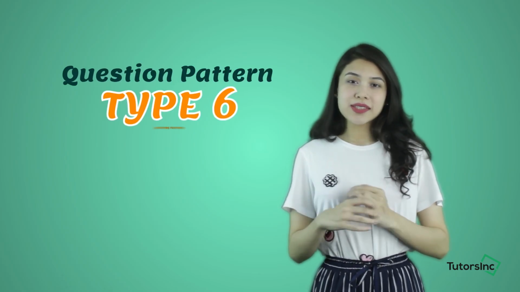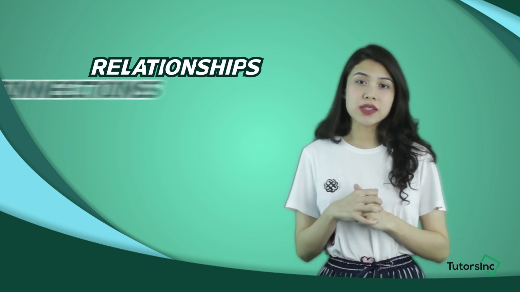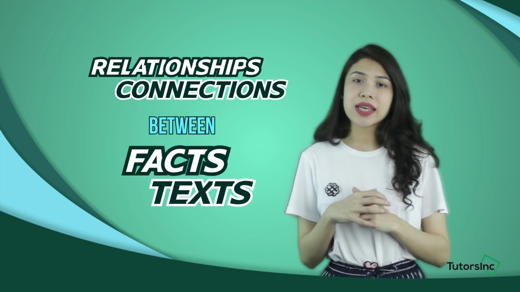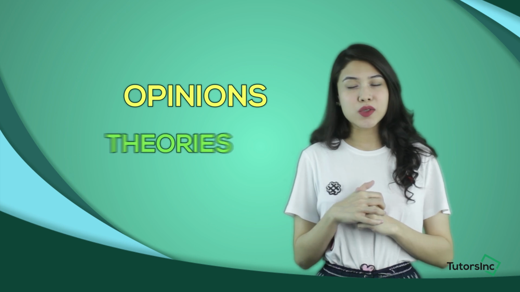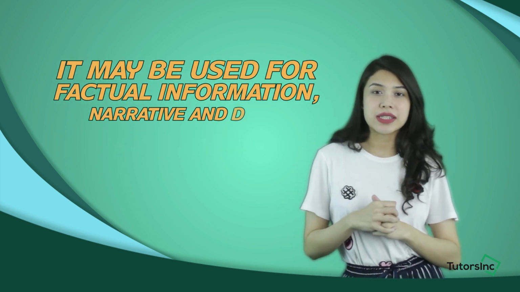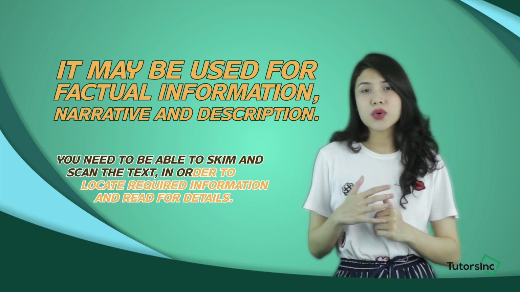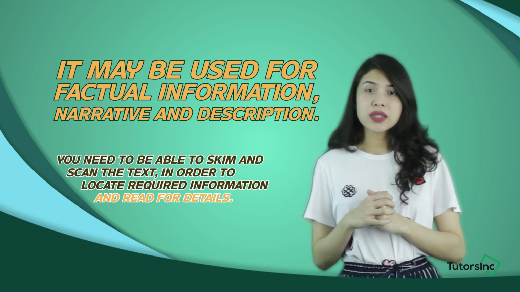Question pattern type 6, matching features. This task type assesses your ability to recognize relationships and connections between facts in the text and to recognize opinions and theories. It may be used with factual information, narrative, and description. You need to be able to skim and scan the text in order to locate required information and read for details. Let's understand what skimming and scanning is.